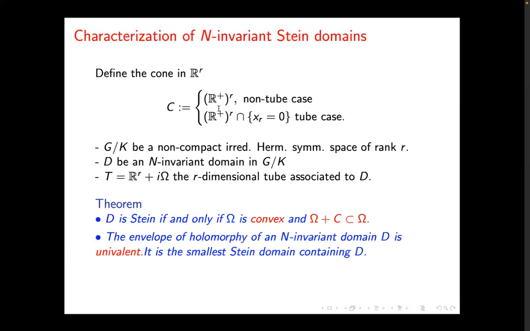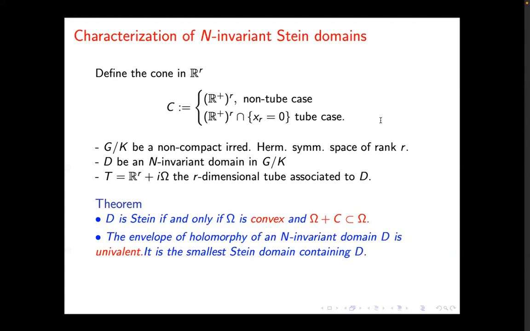So now let me try to state the results about N-invariant domains in G mod K. We take a non-compact irreducible Hermitian symmetric space of rank R, D, an N-invariant domain in G mod K, and we call T this R-dimensional tube which we associated to D. And we define this cone in R to the R, which is the positive octant in the non-tube case, and the positive octant intersected with the zero set of the last coordinate in the tube case.